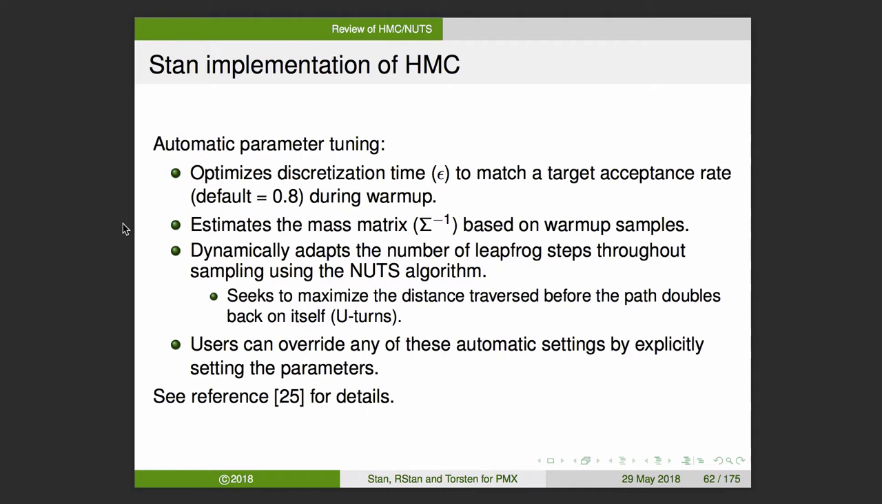One question, if you have time, could you please explain a little bit how the mass matrix is estimated from the warm-up samples? I don't know. No. Yeah, at least I couldn't. I'll leave that to the documentation.